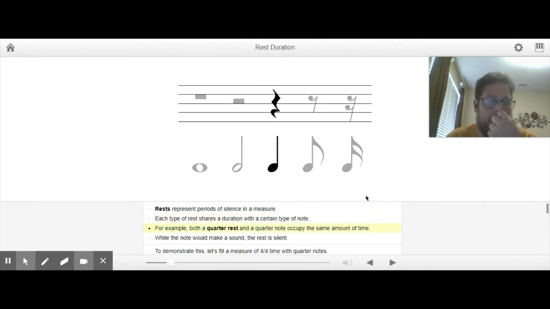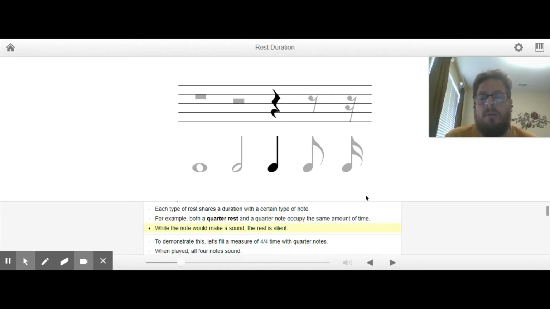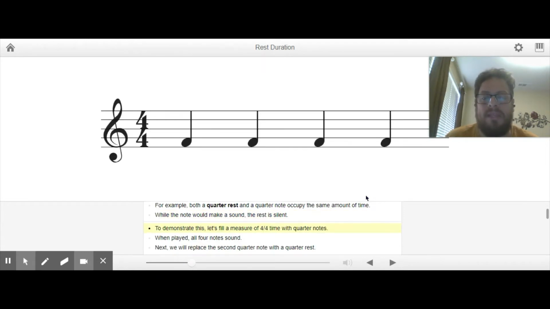So for example, a quarter rest is going to be parallel to a quarter note. A quarter note sounds for one beat; a quarter rest, you rest for one beat. While this note at the bottom would make a sound, the rest at the top does not make a sound. So rests are musical silences. Remember that.